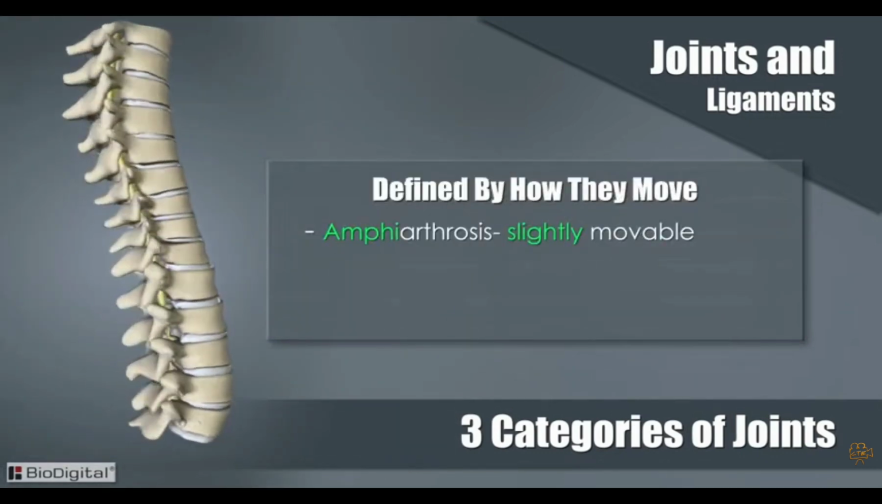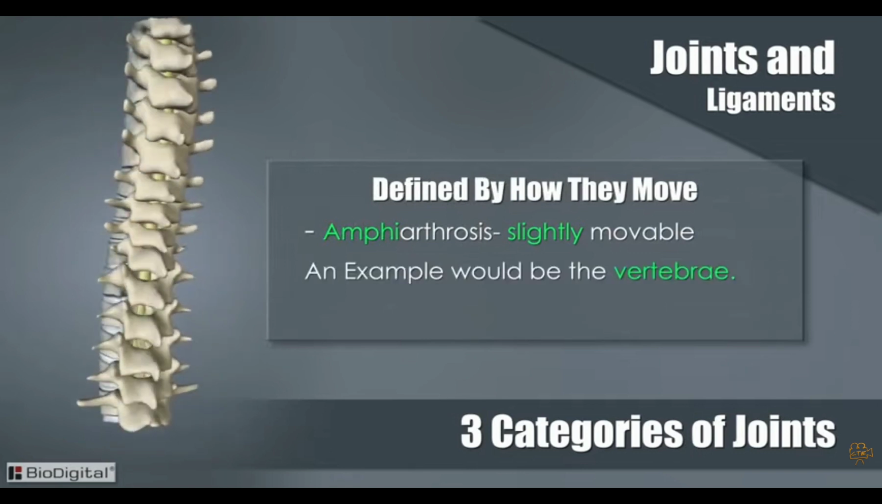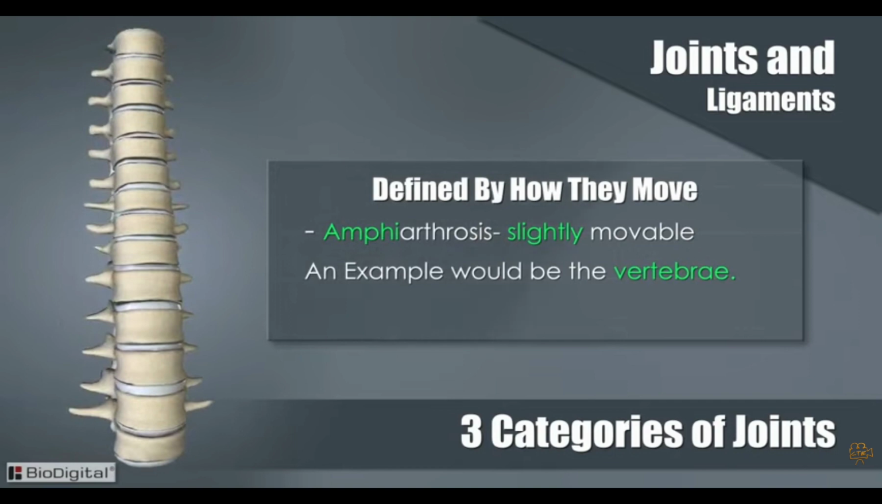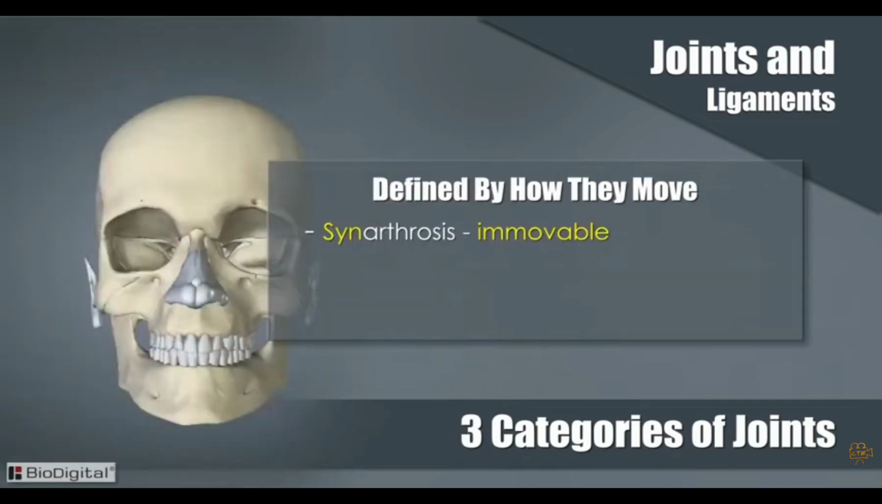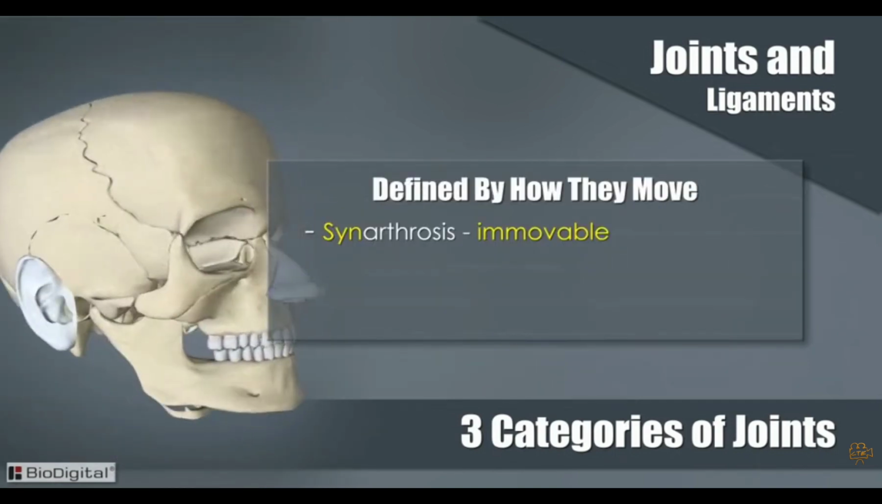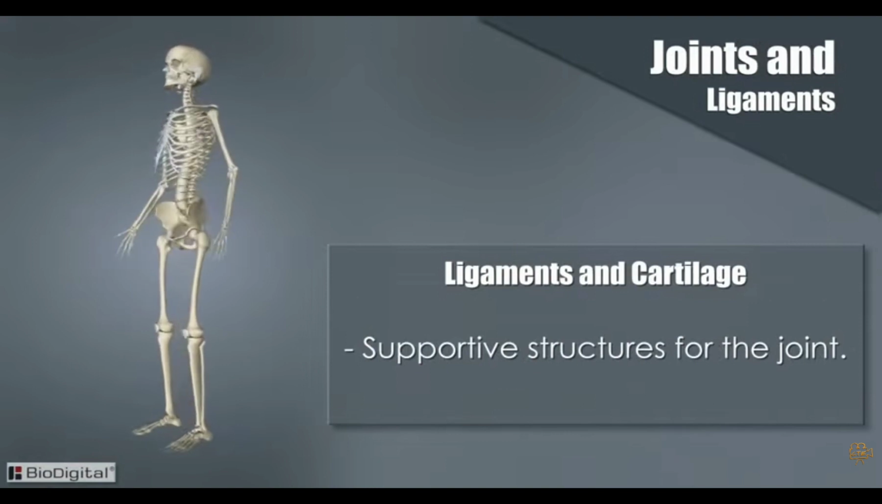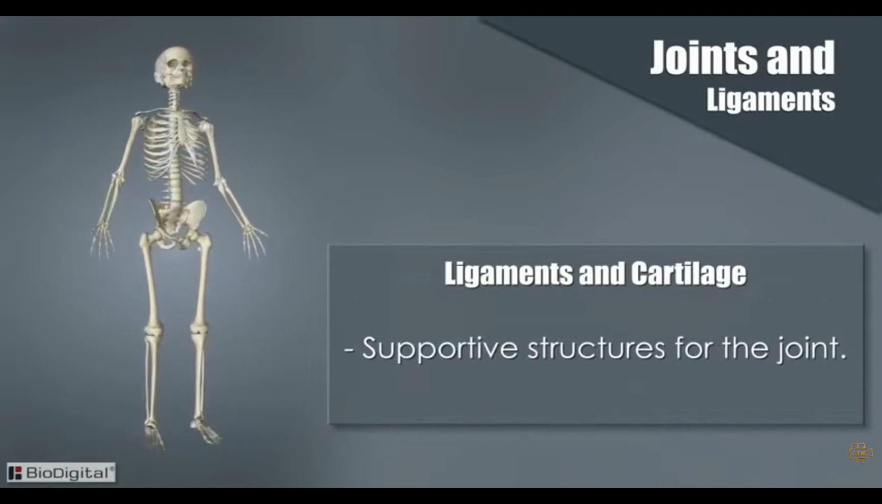Amphiarthrosis is slightly movable. An example of this would be the vertebrae. And synarthrosis is immovable. An example of an immovable joint would be the sutures or joints of the cranium. Ligaments and cartilage are important supportive structures for the joint.